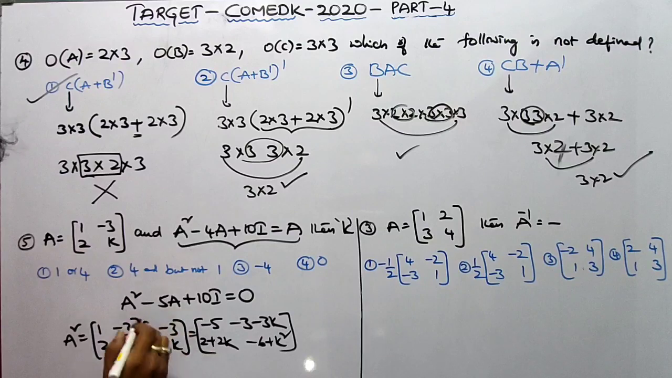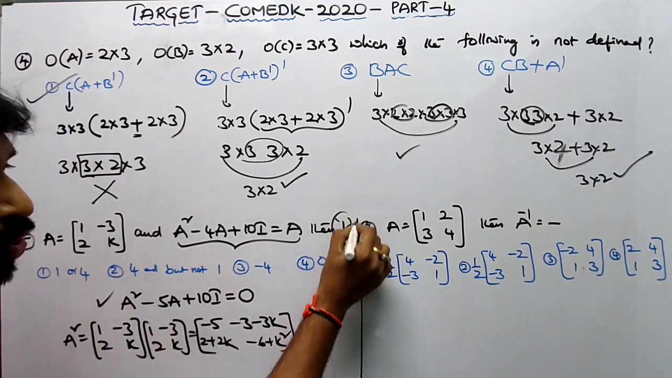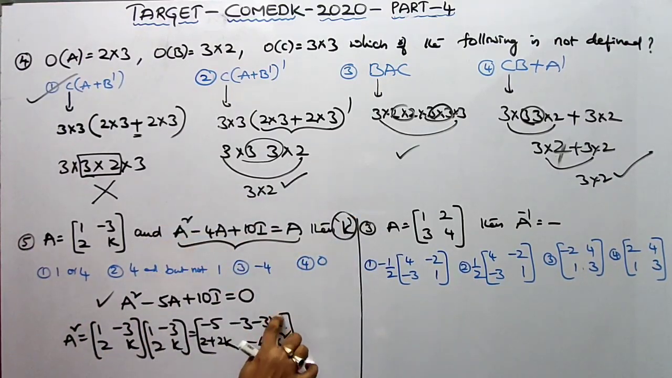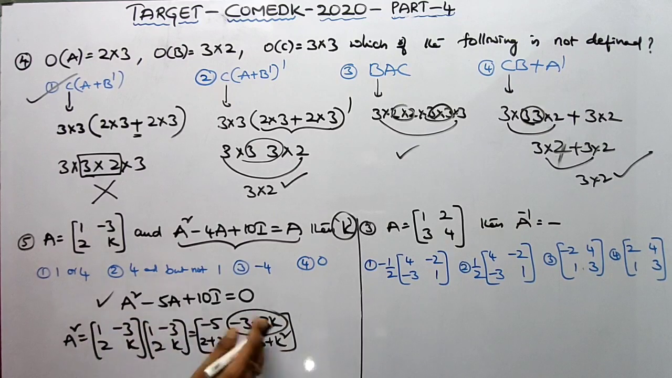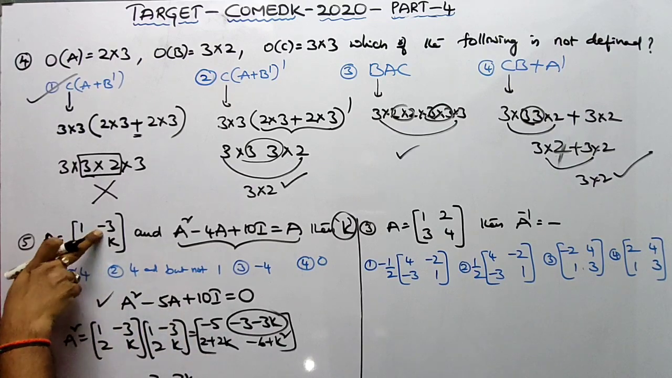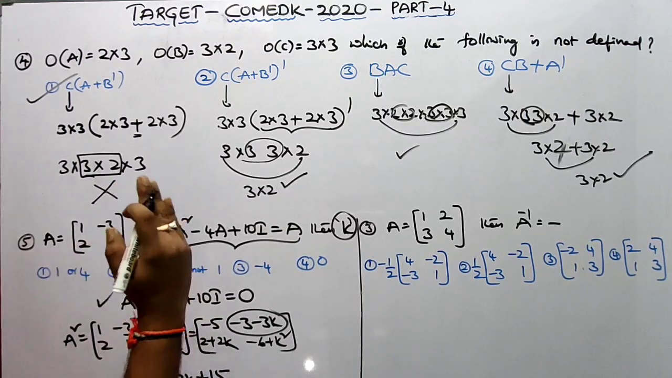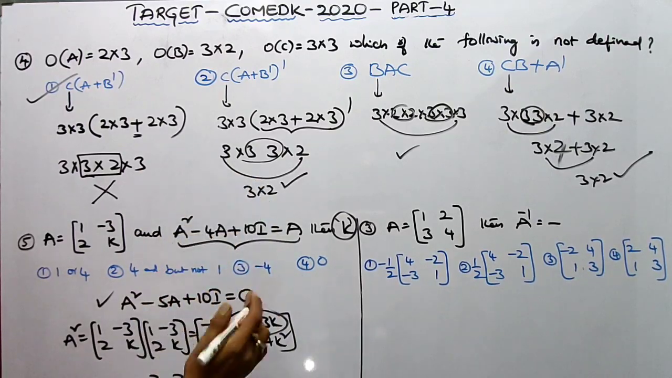Now the question is A square minus 5A plus 10I. You want the element containing k, because you want k. So let us take the second element, friends. Everywhere consider the second element. Second element in A square is minus 3 minus 3k. Second element in 5A: minus 5 into minus 3 is plus 15. Next, second element in the identity matrix: identity matrix is 1 0 0 1, and the second element is 0. 10 into 0 is 0, no need to write, that is equal to 0.